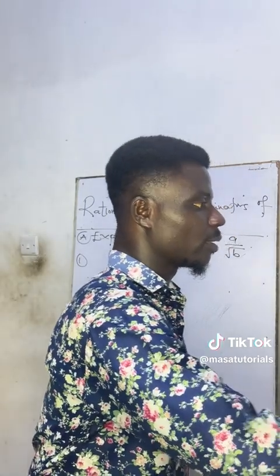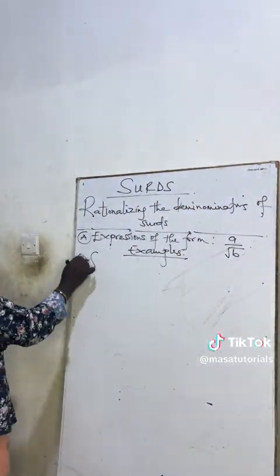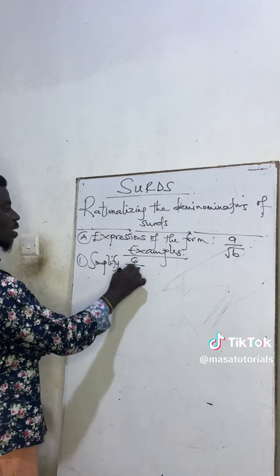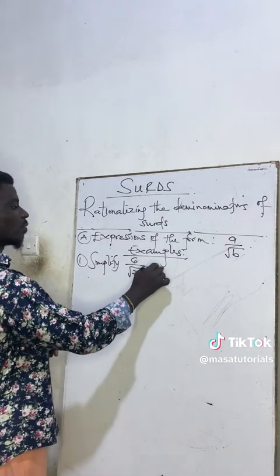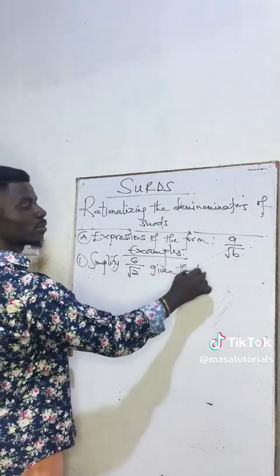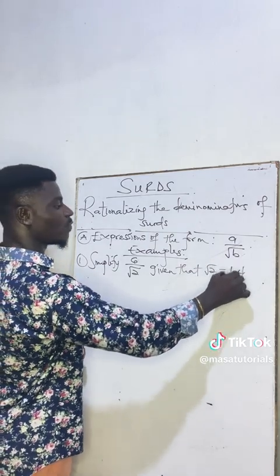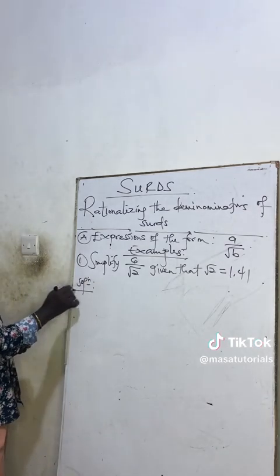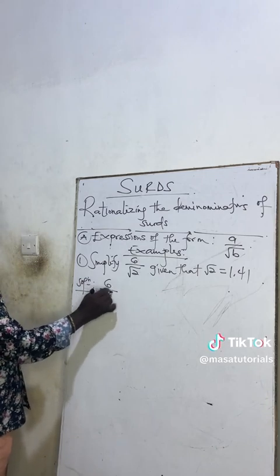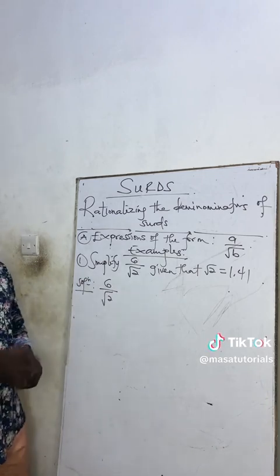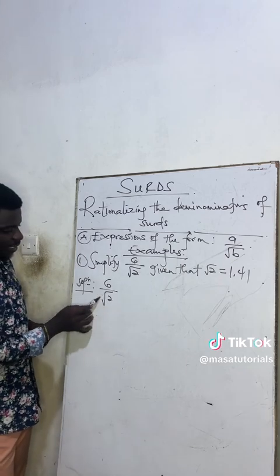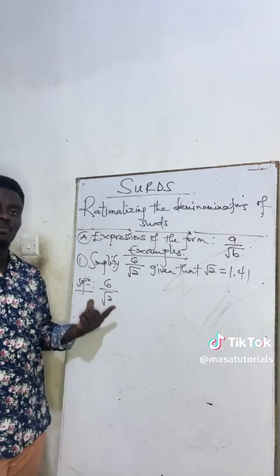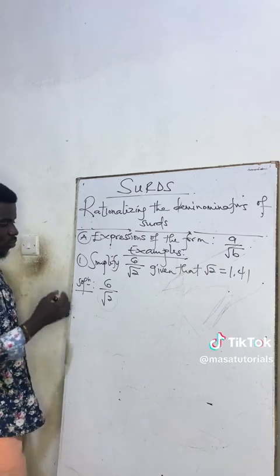Simplify 6 over square root of 2, given that square root of 2 equals 1.41. Let's use this. Now, solution. We have 6 over square root of 2. How do we rationalize this? Now, we are rationalizing the denominator, which means we want to take the irrational and make it what? Rational.